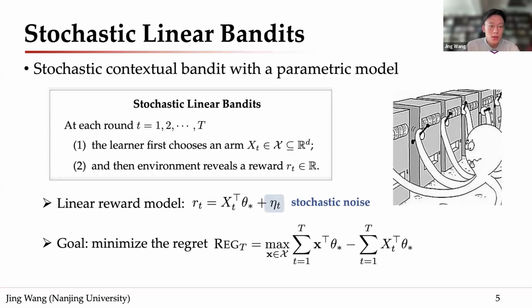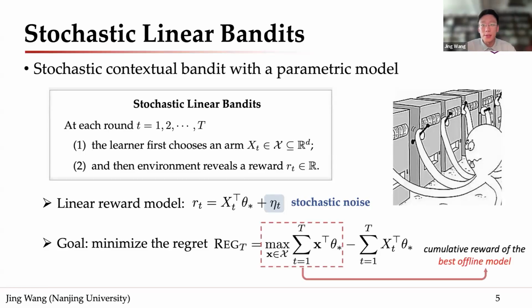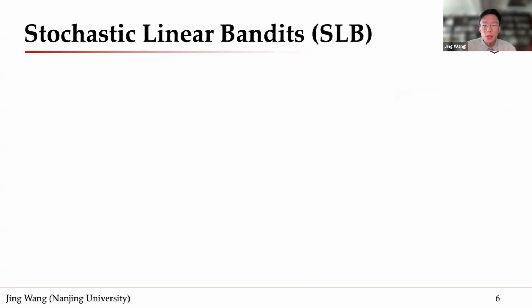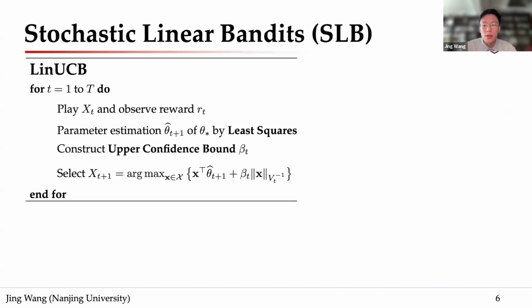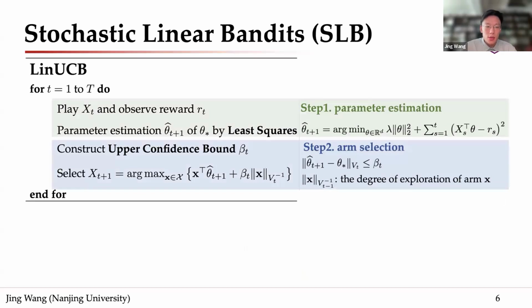The goal of the linear bandit is also to minimize the regret, which is the gap between the cumulative reward of the best arm and our actually received cumulative reward. This is the goal of stochastic linear bandits. The most classical algorithm for stochastic linear bandits is linear UCB, and the idea is quite simple. The first thing is to estimate the unknown parameter theta star. After we estimate theta star, we can do the arm selection based on the estimation.